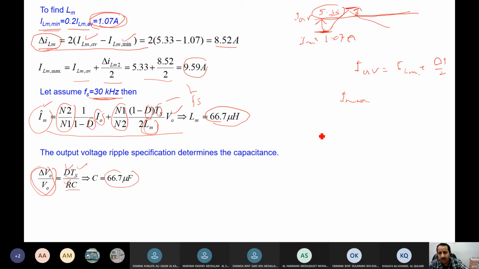Now let me list what we calculated, what is needed to design the circuit. V output, V input, already given in the question. Frequency switching, I assume it, as you can see here, 30 kilohertz. Okay. Now, by the way, when you assume frequency as example, you build the calculation based on this frequency. Because it leads to TS, and then you can calculate the values for your components based on this FS. FS also, I have it.